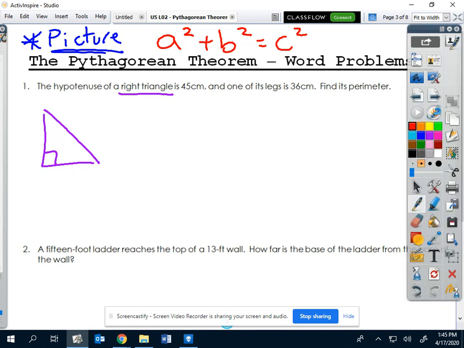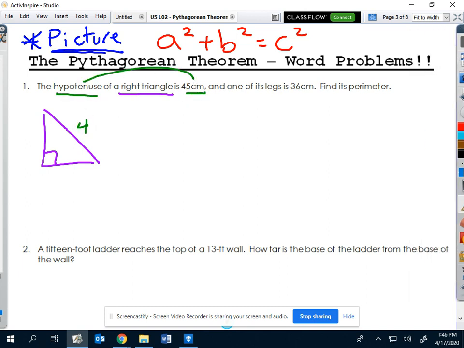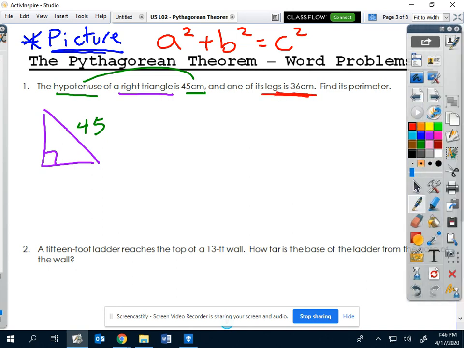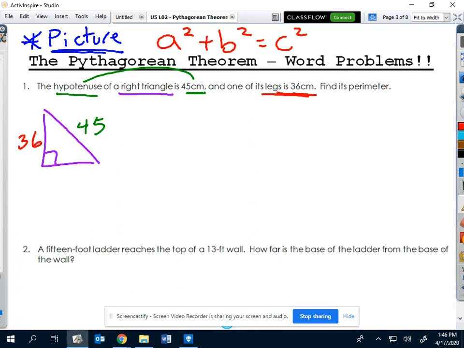It says the hypotenuse of that right triangle is 45 centimeters. This is my hypotenuse, so I'm going to put that 45 there. And one of its legs is 36. It doesn't honestly matter which one, but one of my legs is 36, so I'm going to call this one 36. The question is, find the perimeter. What's interesting is that the perimeter is the distance all the way around, and we don't know the other side. We can't find the perimeter yet. We have to find that other side.